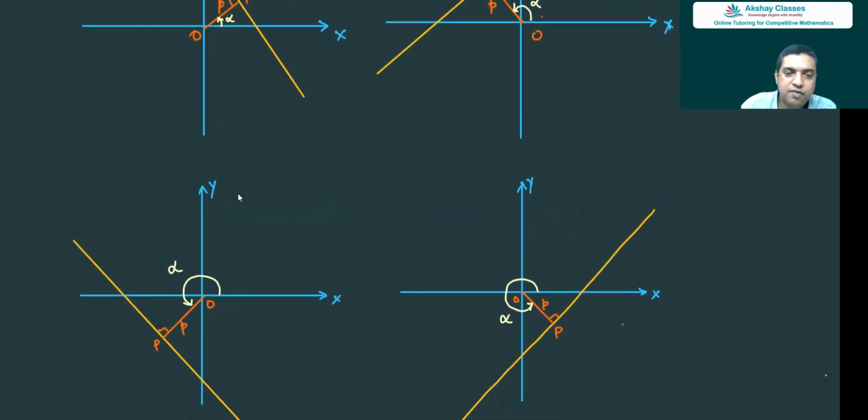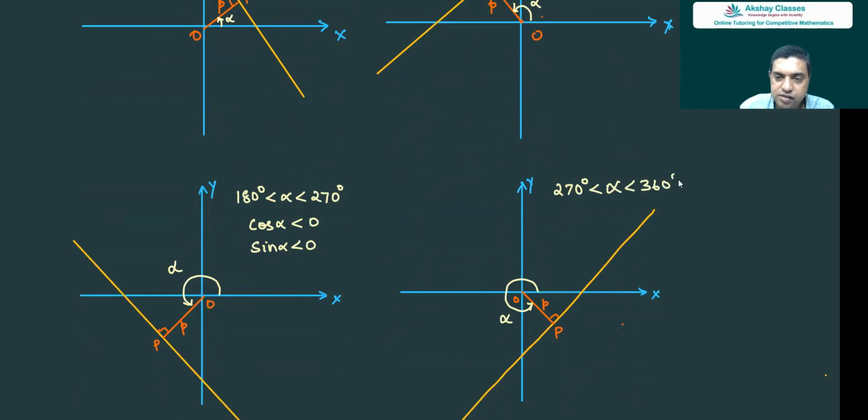Now here alpha lies between 180 degrees and 270 degrees. Cos alpha is negative, sin alpha is also negative. Okay. And here alpha lies between 270 and 360. So cos alpha is positive, sin alpha is negative. Okay. Now you look at this.